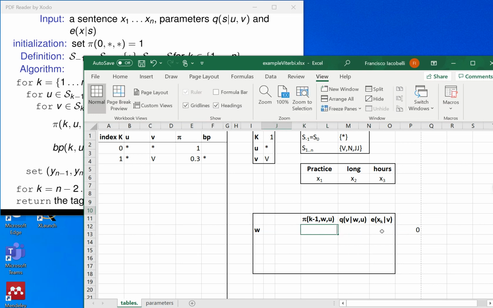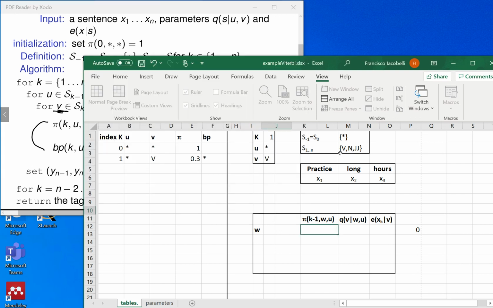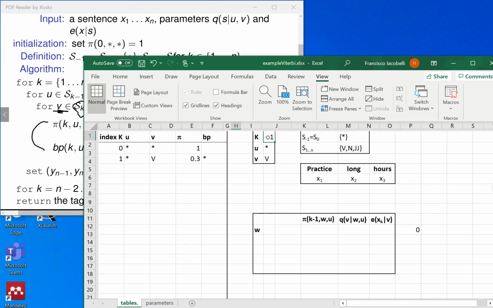And we're going to go back to the for loop, right? So we finished this portion. So we go back to here and we iterate over the next element of V. The next element of letter V will be N, right? Remember, V is iterating over S of K, and S of K means S of 1, and S of 1 is these 3 elements. We started with V, we move to the next element, which is N.